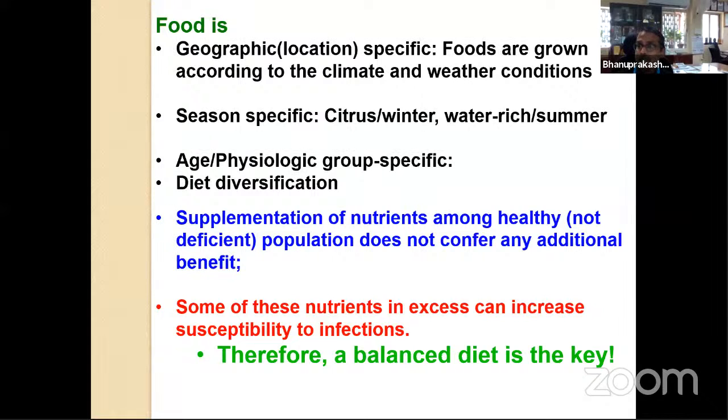So why are these foods grown in this area where we are living? Because they are suitable for our body. Not that which is grown in Sweden, or that which is grown in Norway, which is a cold temperature. That is not suitable for you. So there is science in it. How can we say that?